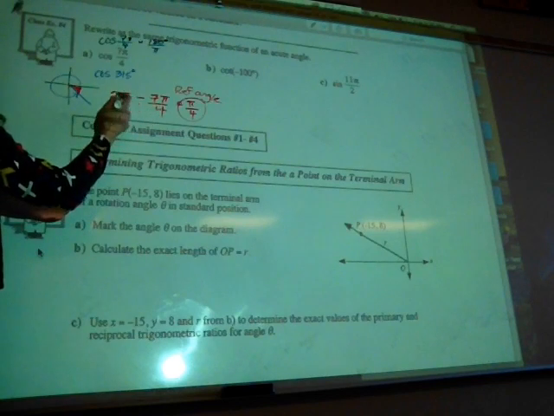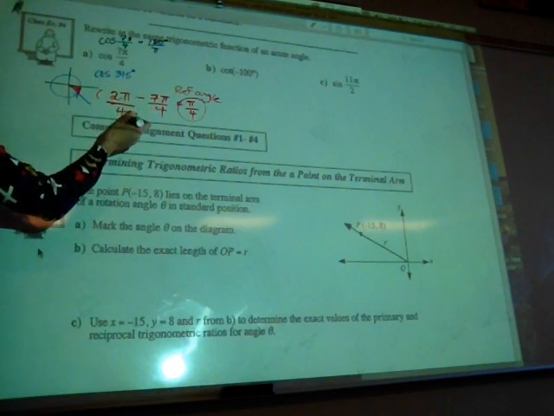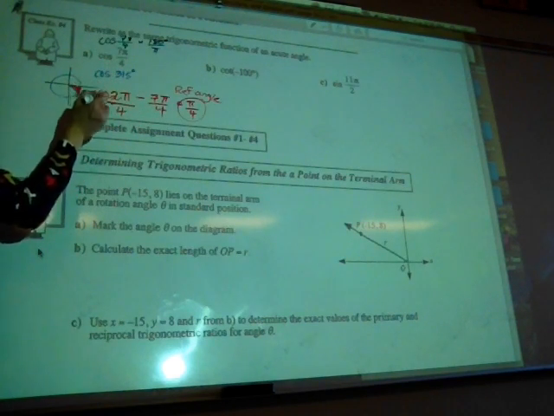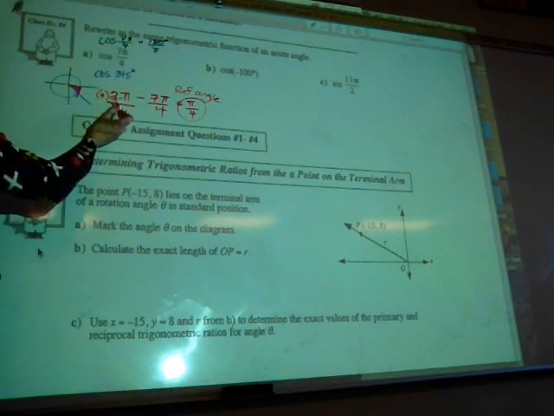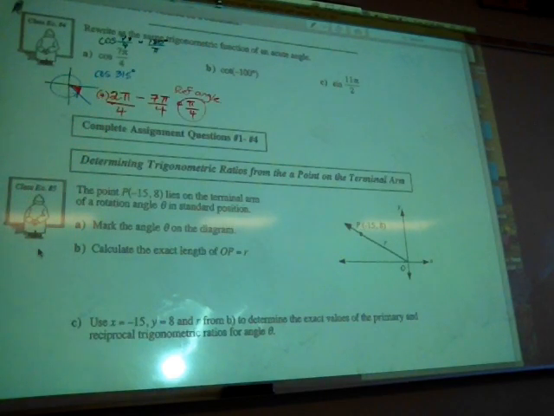And all I did here was multiply. I needed a common denominator of 4. So if I multiply 4 in the denominator, I also need 2 in the numerator. So 4 times 2 is 8. 8 minus 7 is 1 pi. Okay?